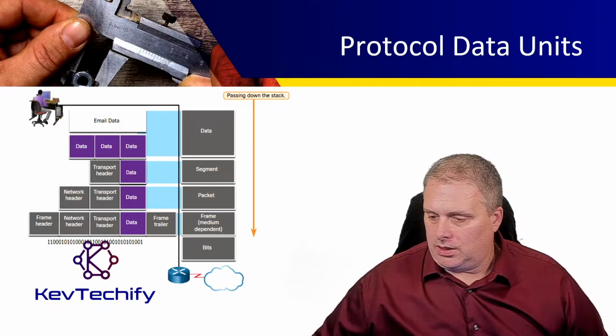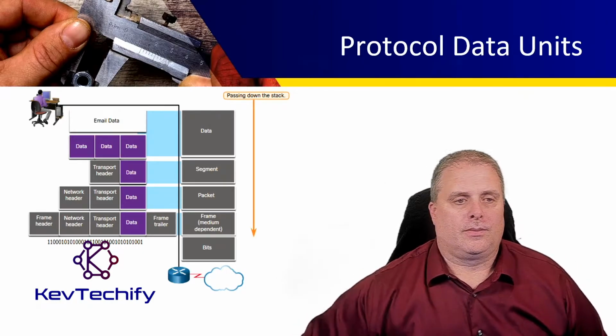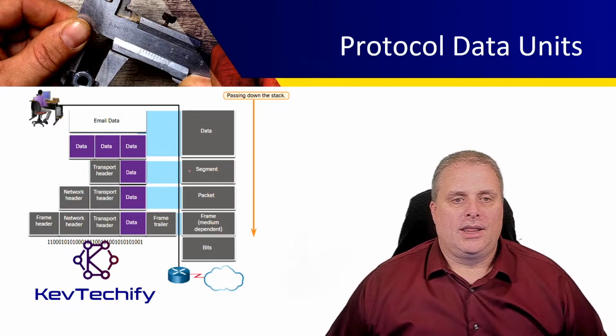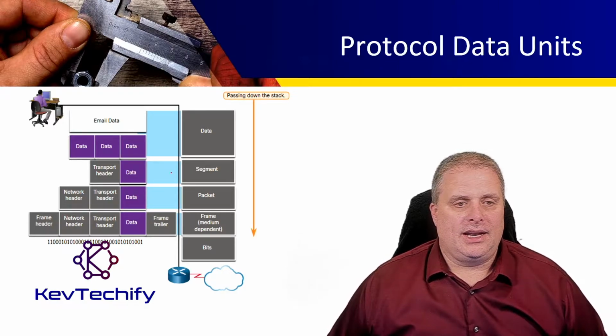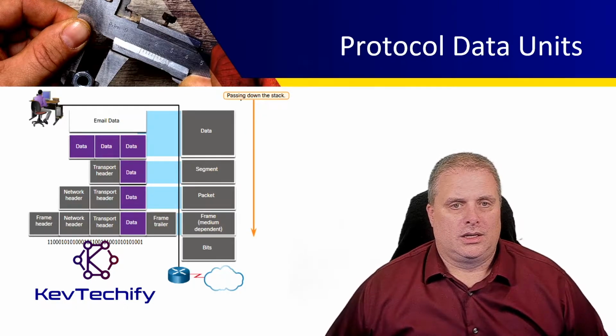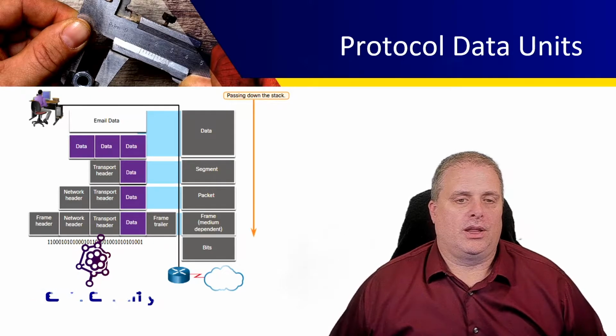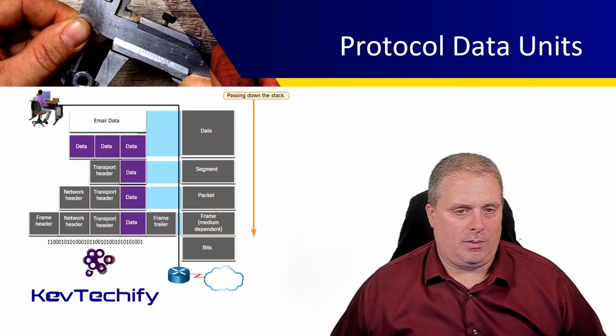As we look here on this diagram, we can see here that the data at this layer is called a segment, and then we have a packet and we have a frame here.